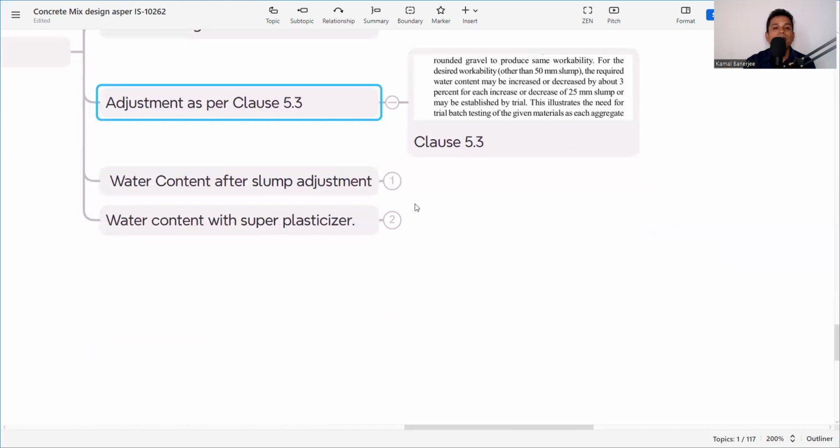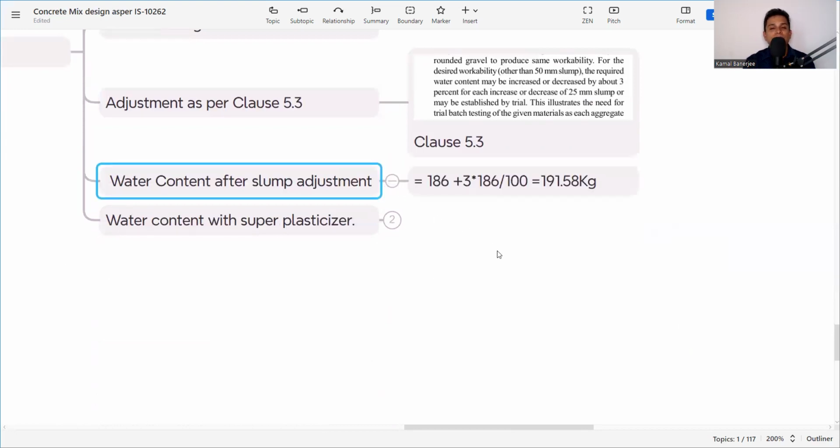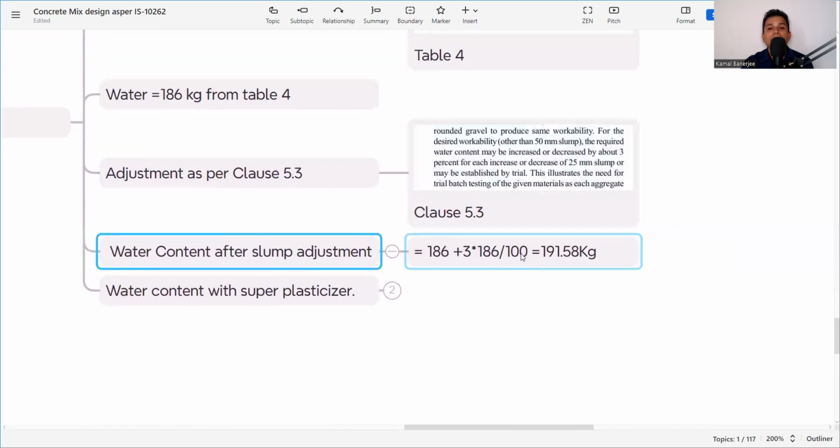So what will be our adjustment of this content? It is increasing, so that means we need to add more water. That will be 3% for every increase of 25. Here it is 75, that means a 25 mm increase. In case it was 100, that means a 50 mm increase, so we would need to increase 6%. So what is the maximum? It is 191.58 kg. So the corrected water is 191.58 kg.